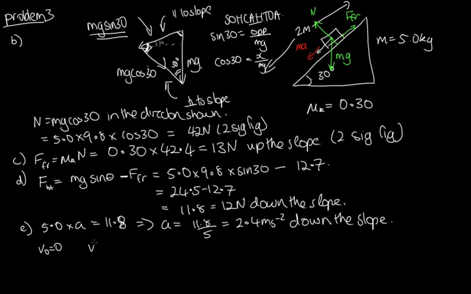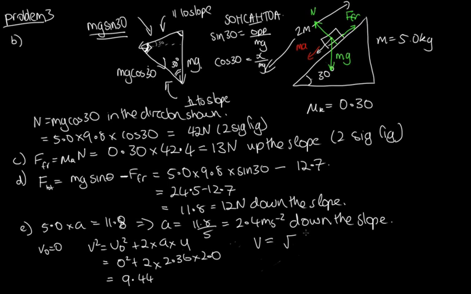We can use the kinematic equation v squared is equal to v naught squared plus 2 times a times the displacement. Substituting in, we get 0 squared plus 2 times 2.4, we'll put it as 2.36, keep more significant figures for now, times the distance down the slope, which is 2.0. Solving that, we get 9.44. And then v is equal to the square root of 9.44. Solving that on the calculator, we get 3.07, which is equal to 3.1 meters per second down the slope, and that's to two significant figures.